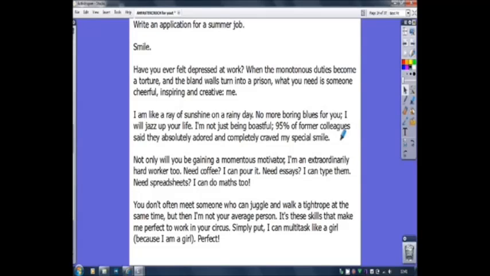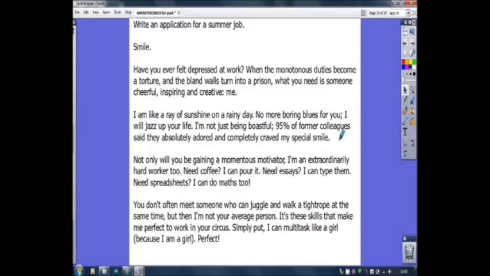Smile! Have you ever felt depressed at work? When the monotonous duties become a torture and the bland walls turn into a prison? What you need is someone cheerful, inspiring and creative. Me. I am like a ray of sunshine on a rainy day. No more boring blues for you. I will jazz up your life. I'm not just being boastful. 95% of former colleagues said they absolutely adored and completely craved my special smile. Not only will you be gaining a momentous motivator, I'm an extraordinarily hard worker too.